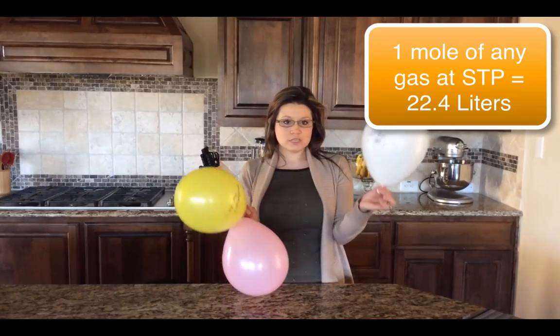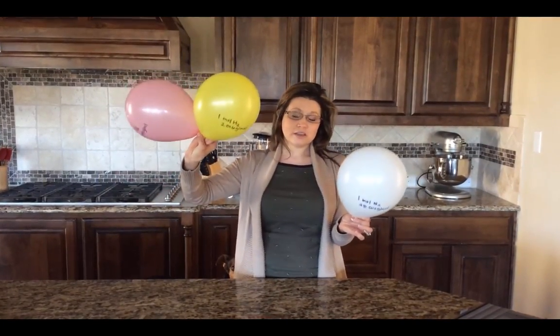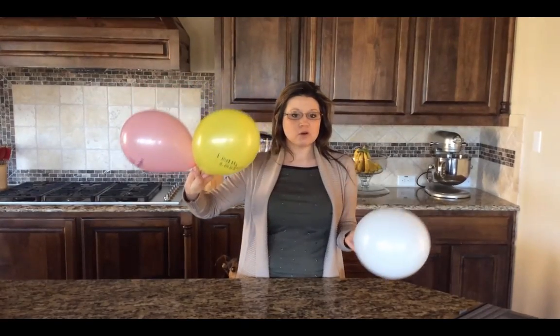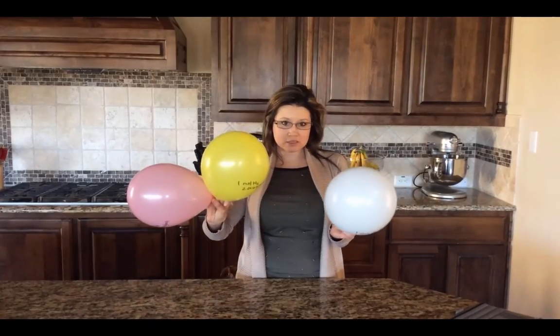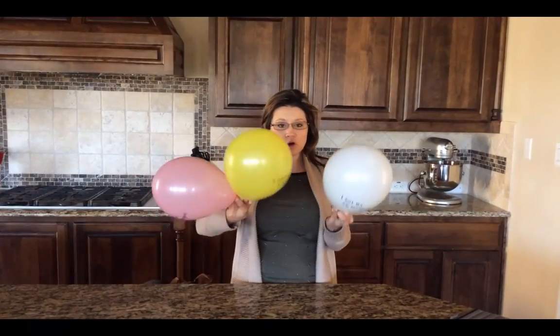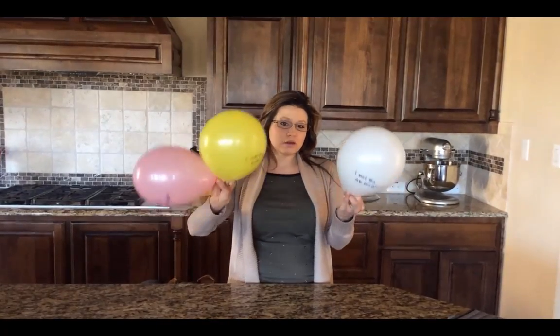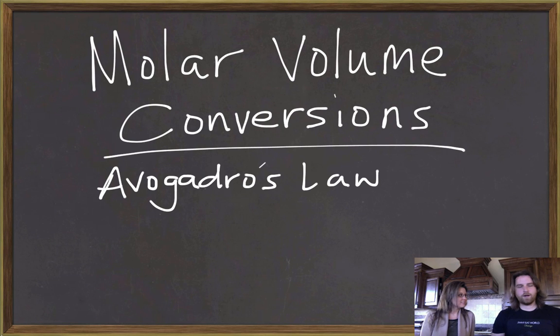So I have 1 mole of nitrogen, 1 mole of oxygen, 1 mole of hydrogen. They have very different masses, but they will all occupy the same volume. Now I know these balloons aren't 22.4 liters, that'll be a huge balloon. But for comparison's sake, we know that they will all have the same volume because it's 1 mole. Easy enough?